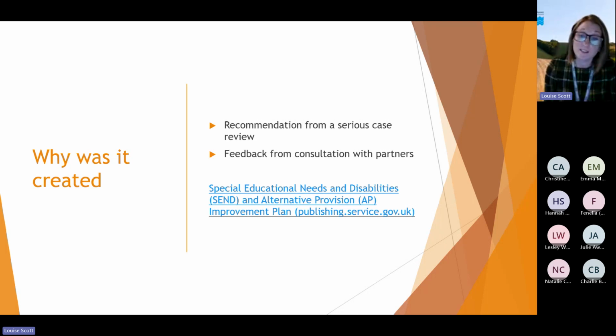And then lastly, the most recent reason. Actually, the Vulnerable Learners Protocol was created before this, but I think it's important to highlight this. In the AP and SEND improvement plan, the alternative provision and SEND improvement plan, there is information about supporting transition and the transition being better from school into post-16, so improving that transition. So we really wanted to highlight that this is a focus in that improvement plan.